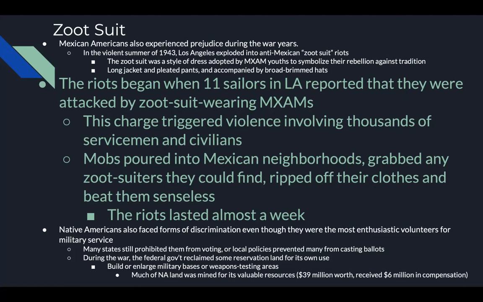Native Americans also faced forms of discrimination. Even though they were among the most enthusiastic volunteers in military service, many states still prohibited them from voting, or local policies prevented them from casting ballots. During the war, the federal government actually reclaimed some of their reservation land for its own use. They would build or enlarge military bases or weapons testing areas. Much of Native American land would be mined and its valuable resources taken from them. About $39 million worth in resources, and in return, the Native Americans only got six million in compensation. Pretty big gap.